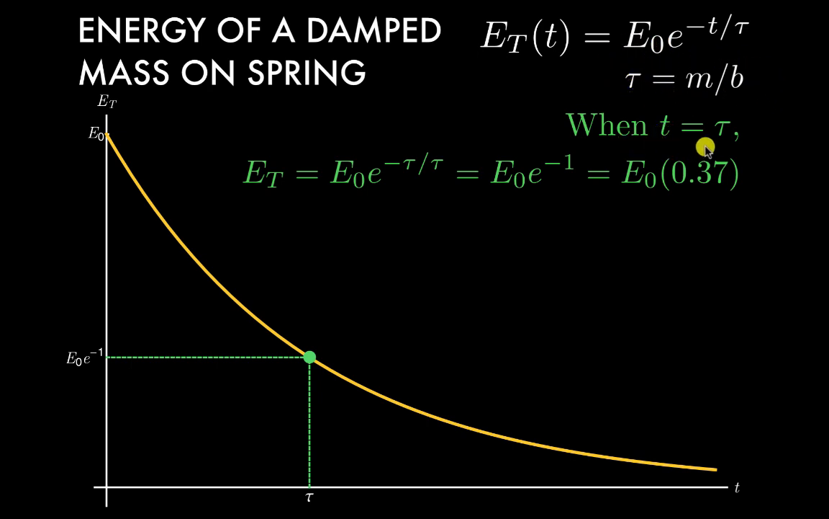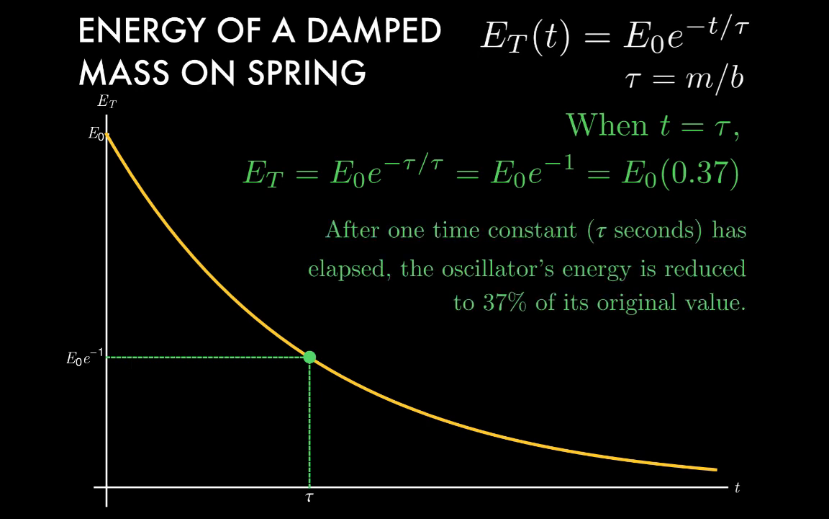And so when that certain number of seconds has elapsed, we can evaluate our total energy. We get that our total energy is equal to our initial energy times e to the minus t over tau, but here we're taking t equal to tau seconds. So after tau seconds have elapsed, our total energy is equal to E0 times e to the minus 1. E to the minus 1 is equal to 0.37. And so what we can say is that after one time constant, which is tau seconds, has elapsed, the oscillator's energy is reduced to 37% of its original value.